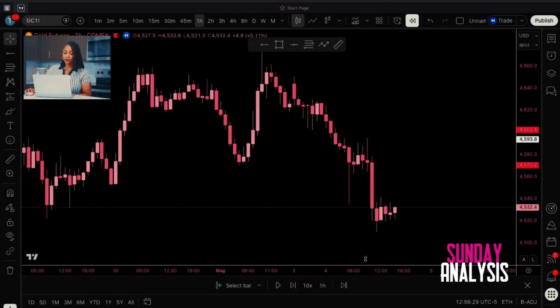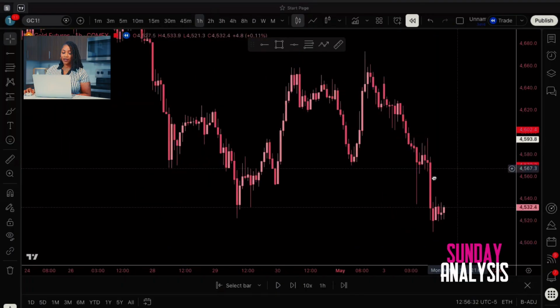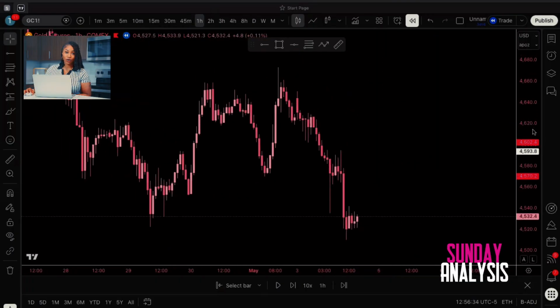Let's get into it. If you look at my chart, you will see that we are on the 1 hour on gold. Since we are on the 1 hour, I'm going to mark out my most recent high and my most recent low. Now, your most recent high and most recent low essentially is support and resistance.